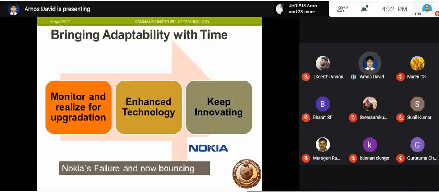Nokia's OS was Symbian. You guys remember Symbian? That's Nokia's OS. So when every other phone started moving to Android, Nokia was not able to switch over. That was the main issue. Apple had its own OS, iOS. Nokia had Symbian, but it was not able to shift to Android. That was a huge failure. But now they have developed the technology and they're trying to bounce back.